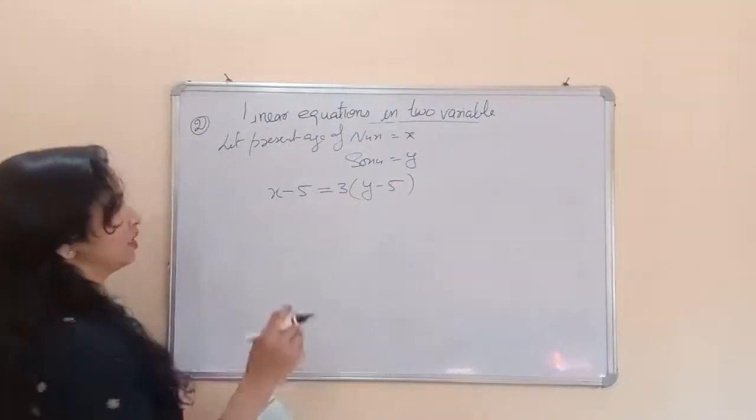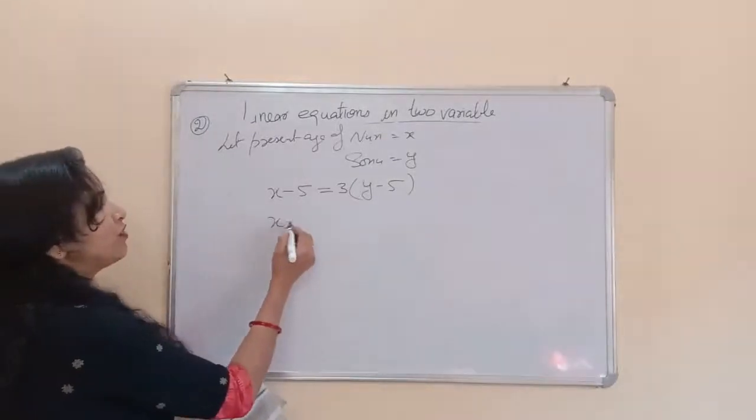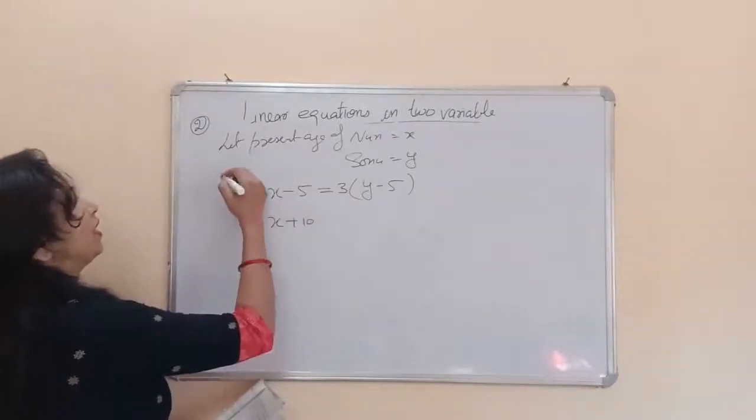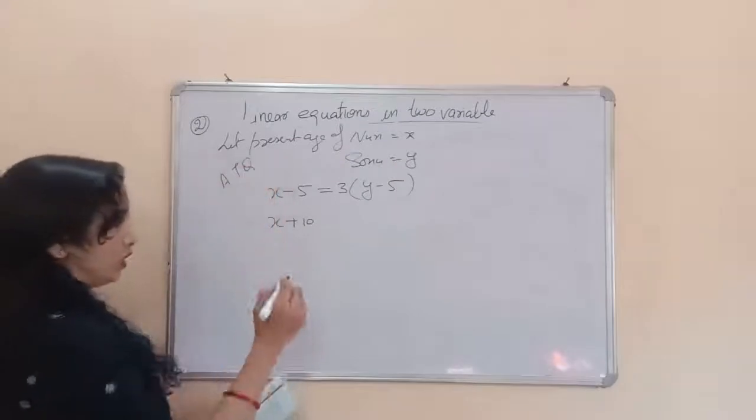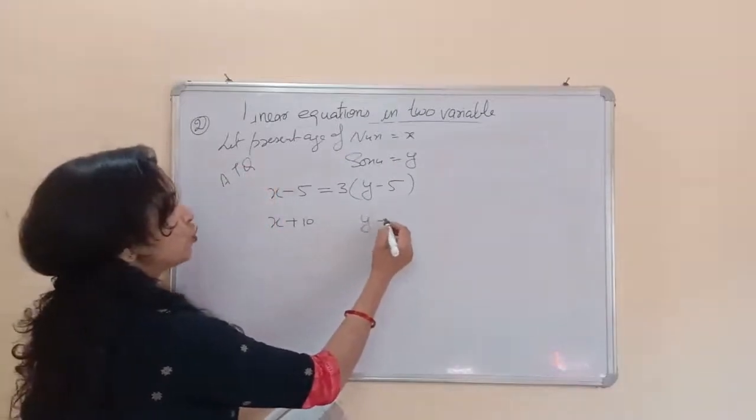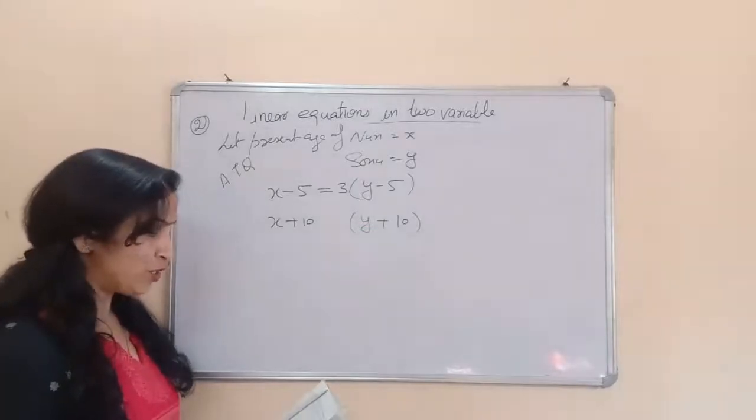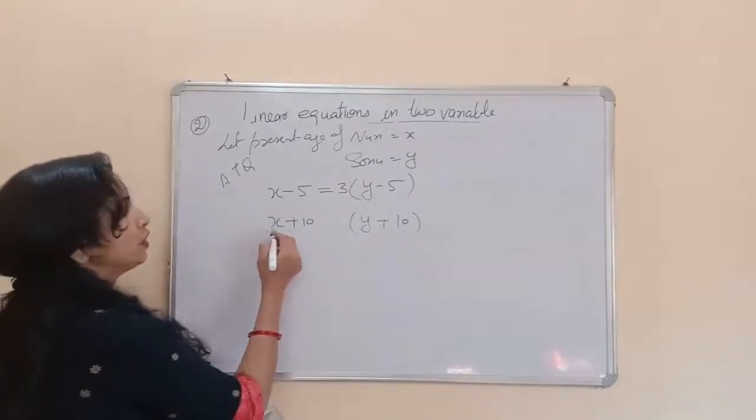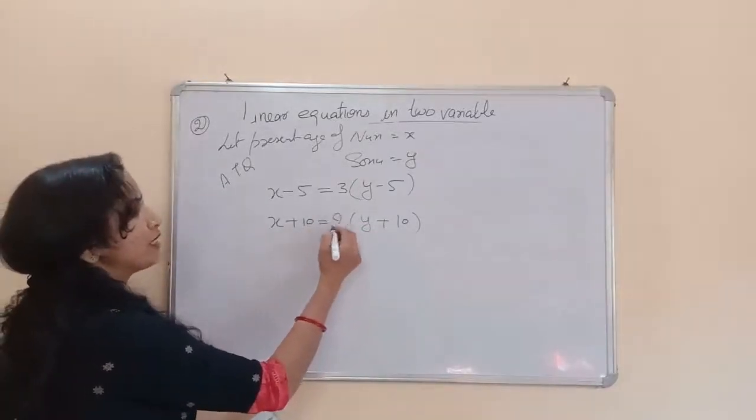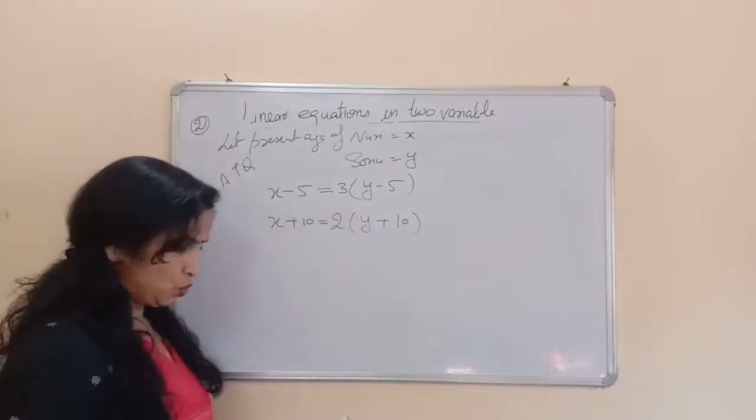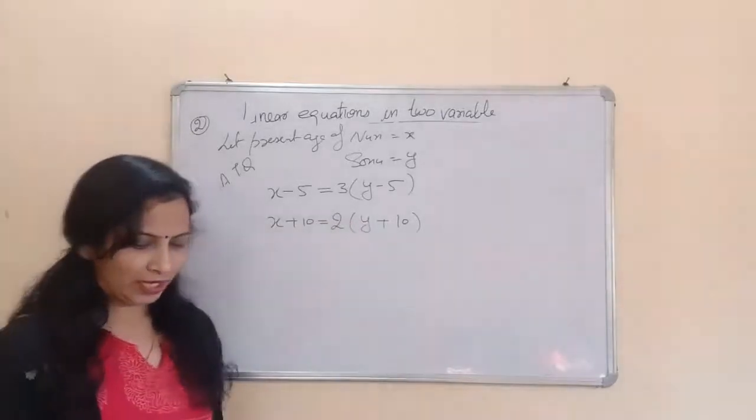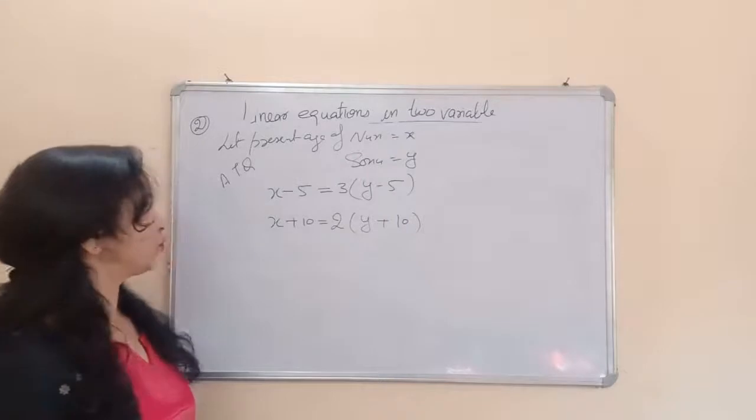10 years later, after 10 years, Noori's age will be x plus 10. We can write here according to the question. And the age of Sonu will be y plus 10. 10 years later, Noori will be twice as old as Sonu, so this age of Noori is equal to twice the age of Sonu. Then how old are Noori and Sonu?